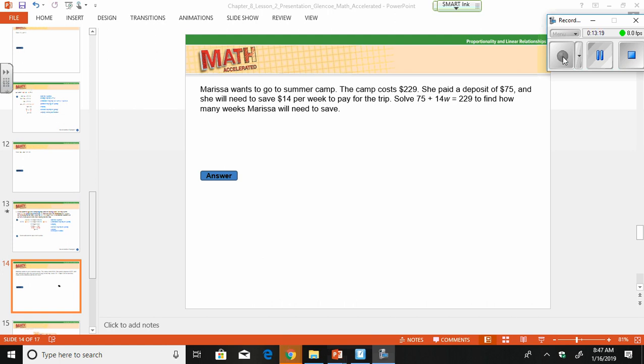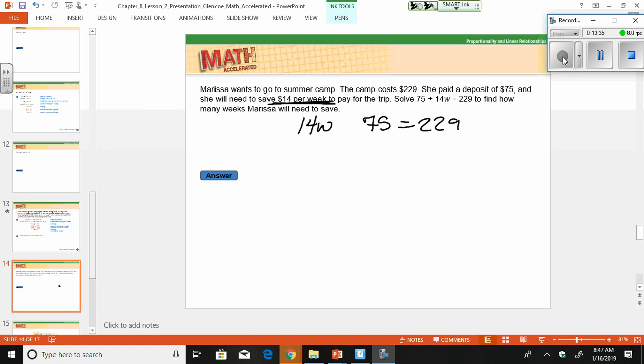Marissa wants to go to summer camp. The camp costs $229. That's our total. She paid a deposit of $75. Again, that's a one-time payment. And she will need to save $14 per week. So the per week tells us that that's something that we are doing often. And that's the total. So solve 75 plus 14W is equal to 229 to find how many weeks Marissa will need to save.